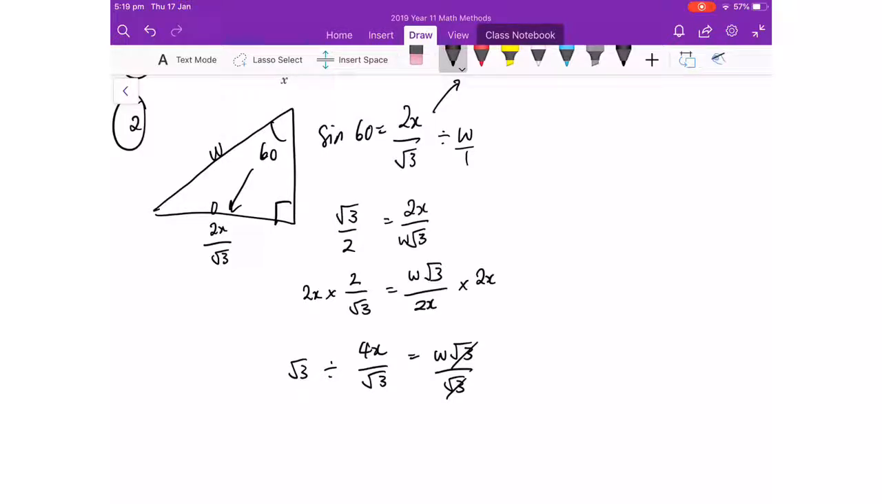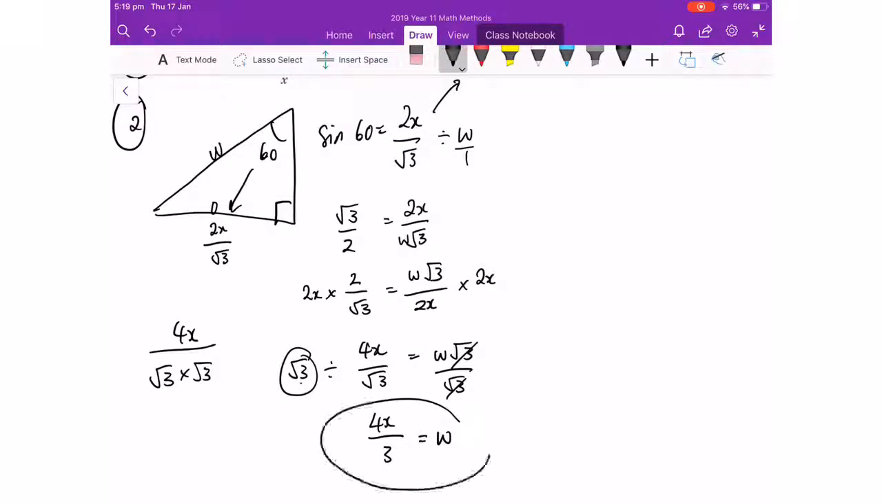So remember, again, dividing is just going to end up on the bottom again. So that's just going to be 4x divided by root 3. So it's like 4x divided by root 3 times by root 3, which just gives us 4 over 3, which is W. All right, almost there.